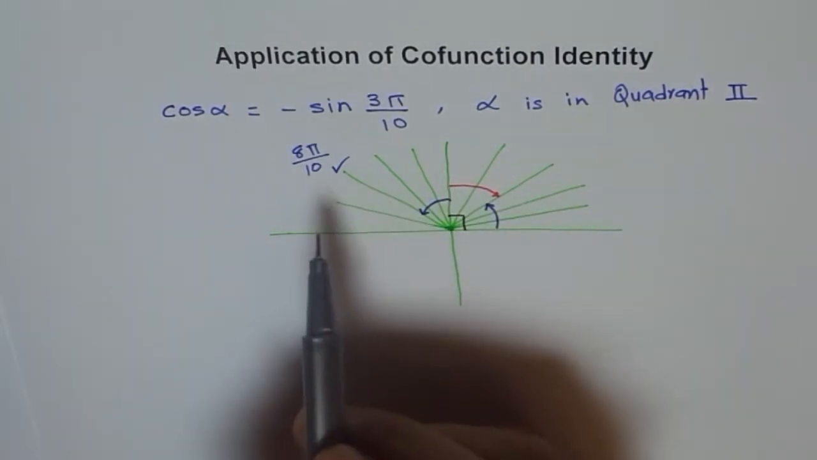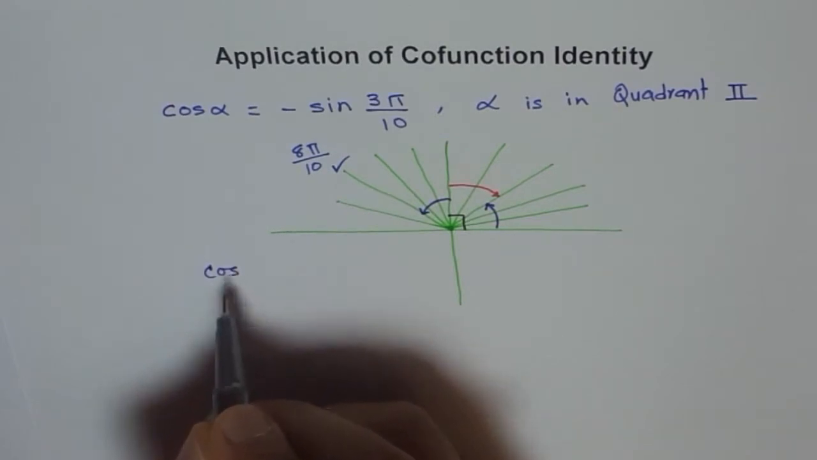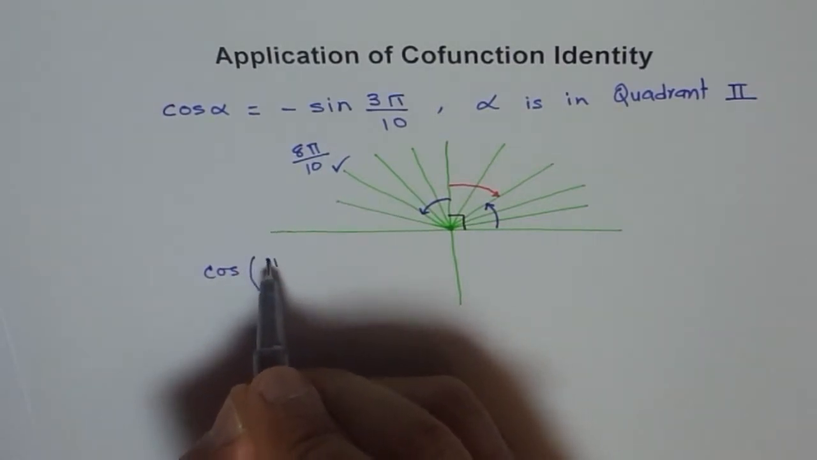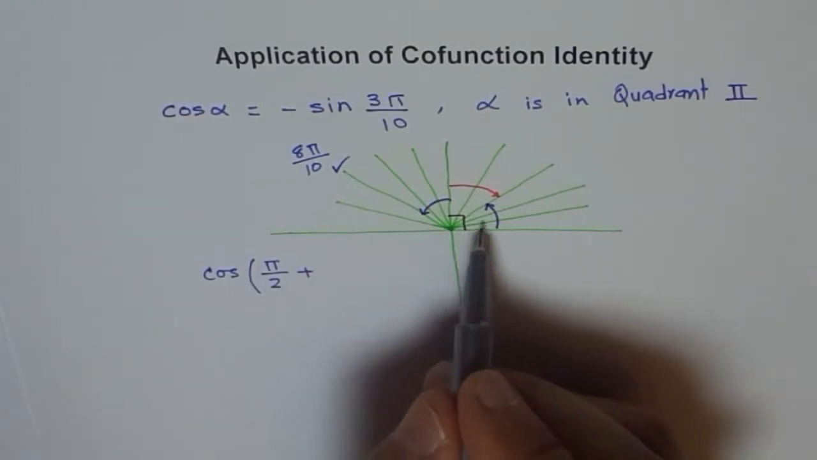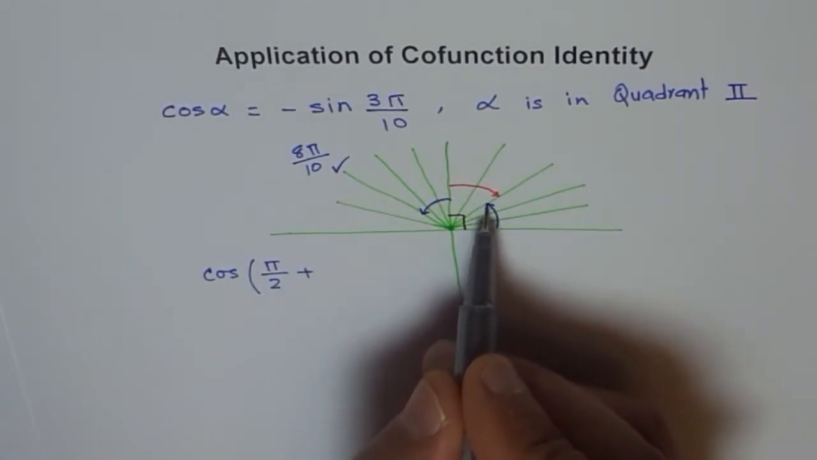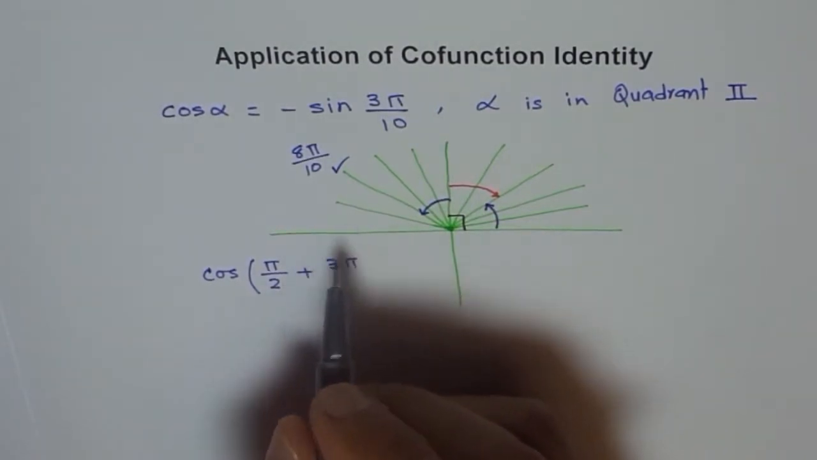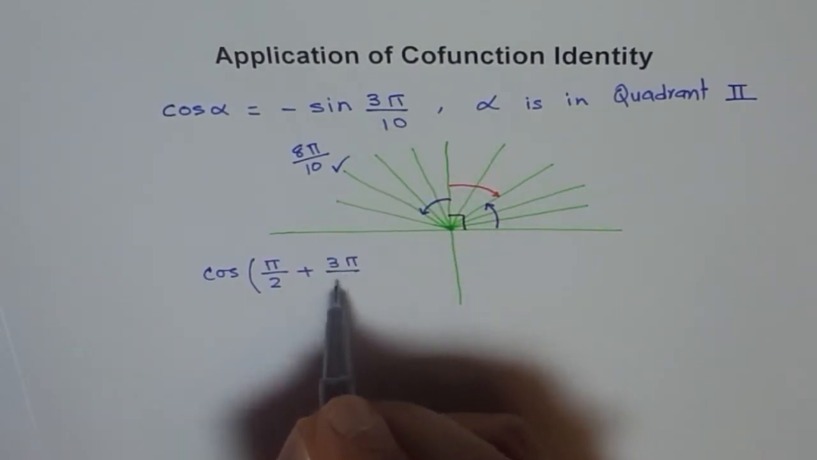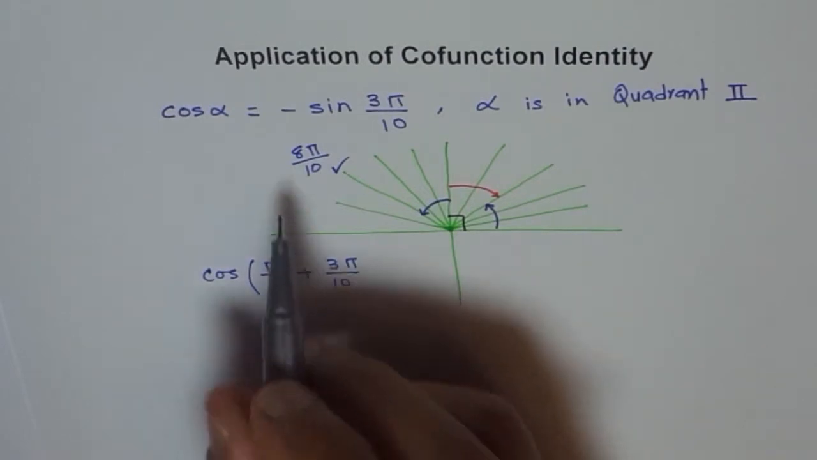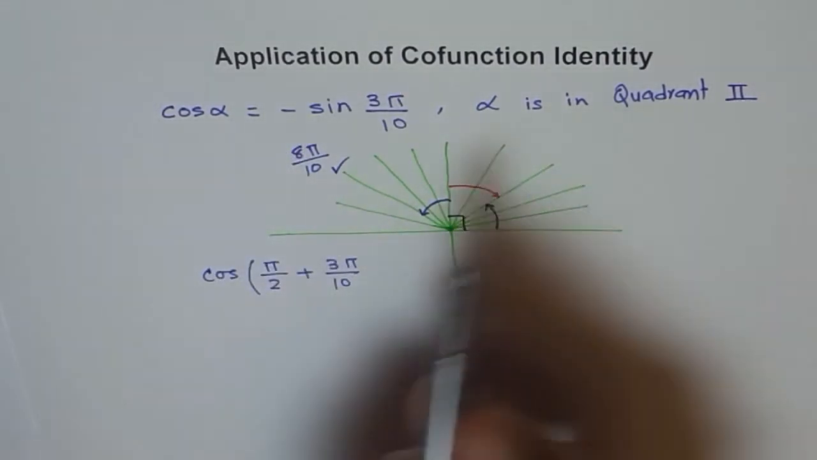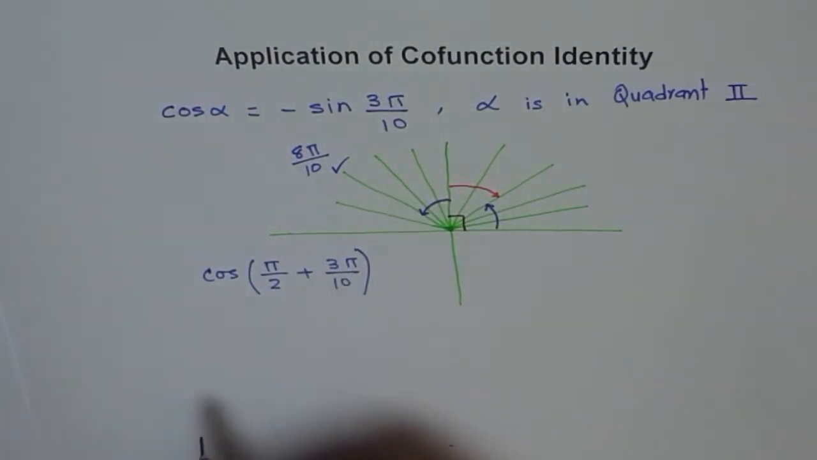Let me show you the other way. We can write this as cos of pi by 2 plus this angle, 3 pi by 10. Oh sorry, pi by 2 plus 3 pi by 10. Because to make it a cofunction, we have to do pi by 2 plus or minus. Since it is minus and alpha is in quadrant 2, we should find this value. Is that okay? Pi by 2 plus 3 pi by 10.